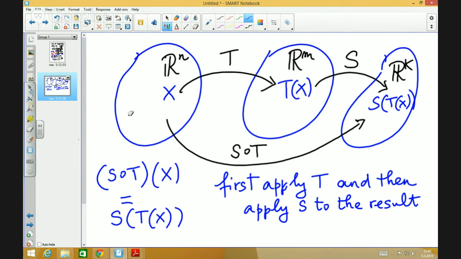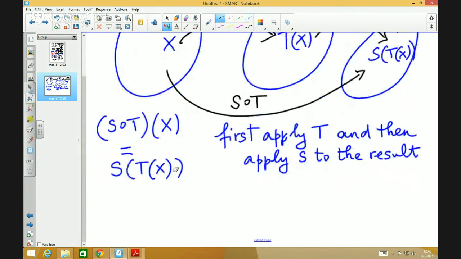So function composition, if you're talking about linear functions, corresponds to an operation that you all know and love about the matrices that induce those functions. And that operation is multiplication. So let's see why that's the case.